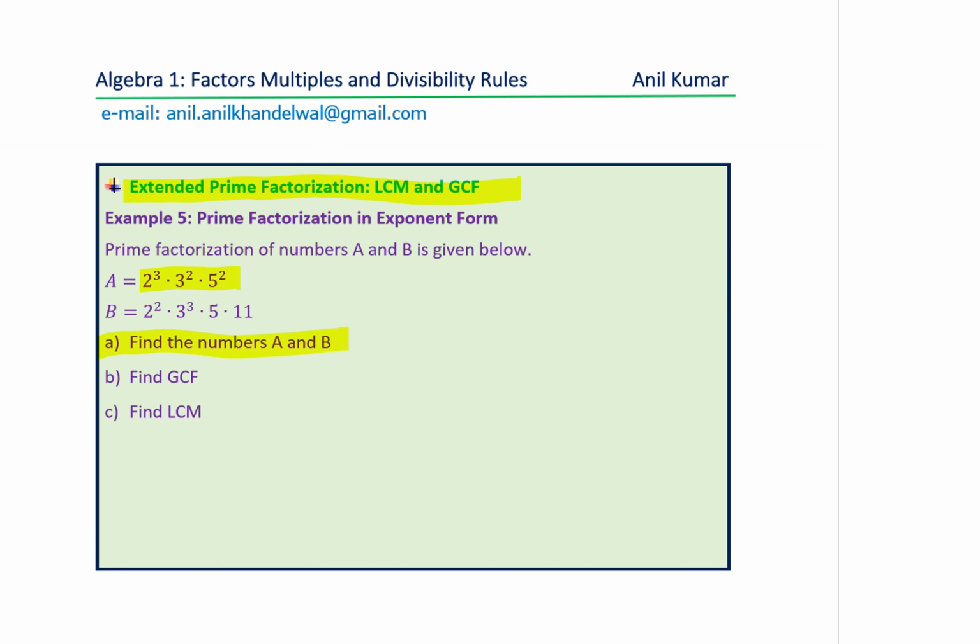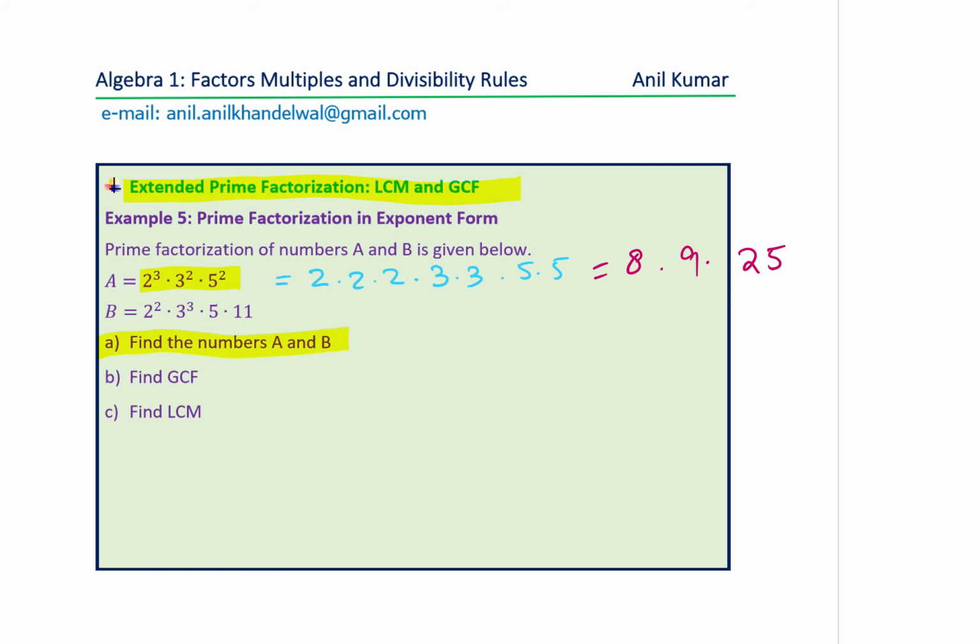So to find them, you could do 2 times 2 times 2, and then we have 3 times 3, which is 9, and then we have 5 square, which is 25. You could do it like this, or you could straight away write 2 cube is 8. So we have 8, and then 3 square is 9, and 5 square is 25. So multiply these numbers to get your answer.